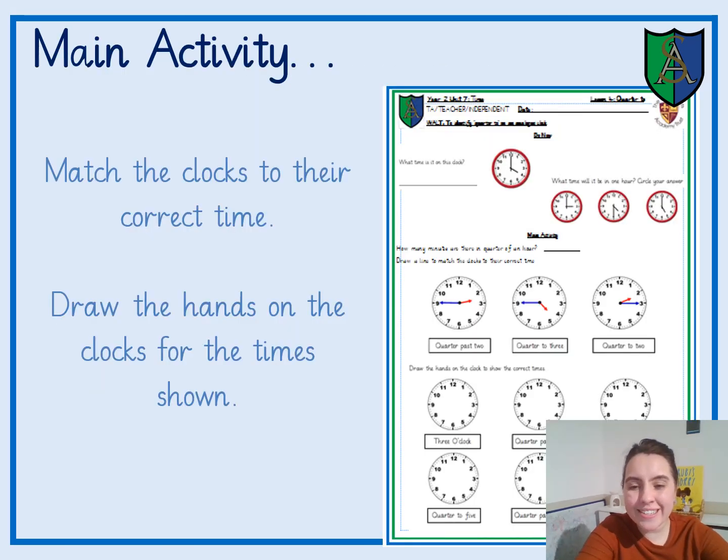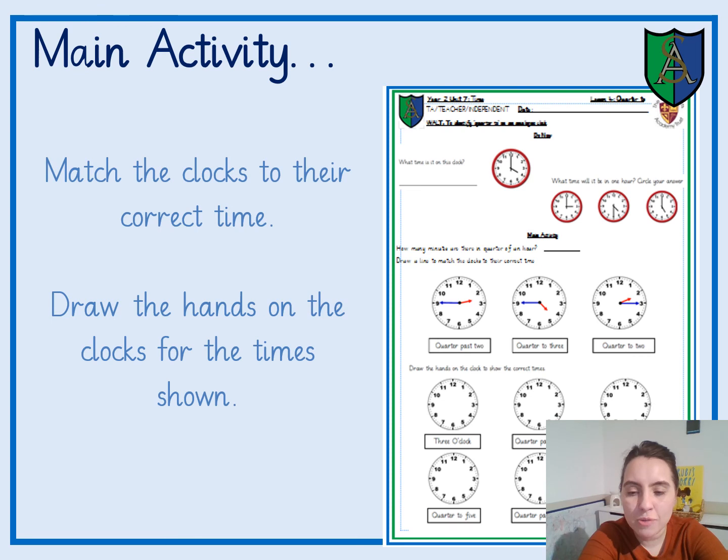Okay, children, so in today's main activity, you're going to be doing something similar to what you did yesterday. You're going to be, first of all, drawing a line to each of the clocks to match up the time written underneath, okay? So have a good look at each of the 3 clocks at the top of the page, and then you can identify the timings underneath, okay? Then what I would like you to do is, on the second part of the activity, you're going to be looking at the clocks, and they're all blank at the moment. Your job is to draw the hands on these clocks.